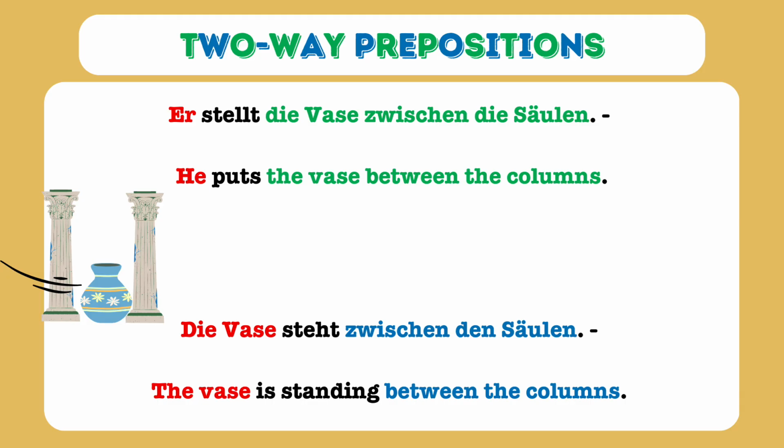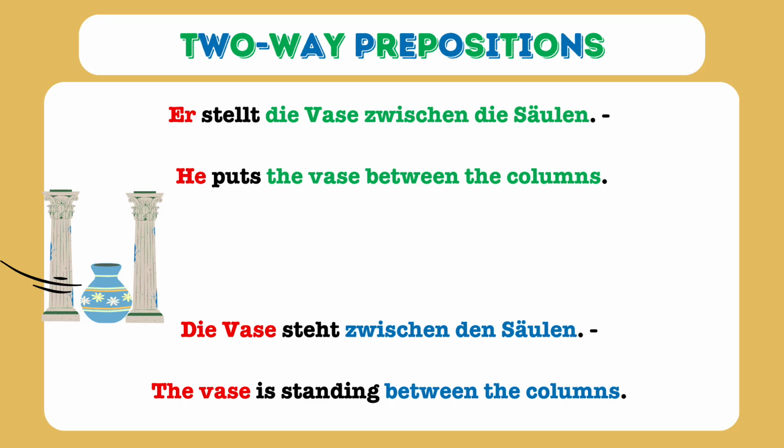Stellt die Vase zwischen die Säulen. He puts the vase between the columns. The vase was somewhere else, and we are putting it to the position of in between the columns. Die Vase steht zwischen den Säulen. The vase is standing between the columns. This time, we have things in between the columns, so again, this is the static location of the vase.